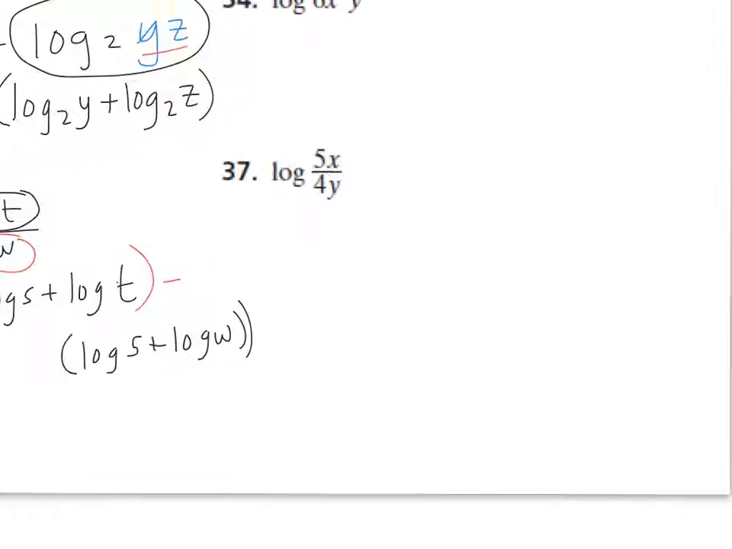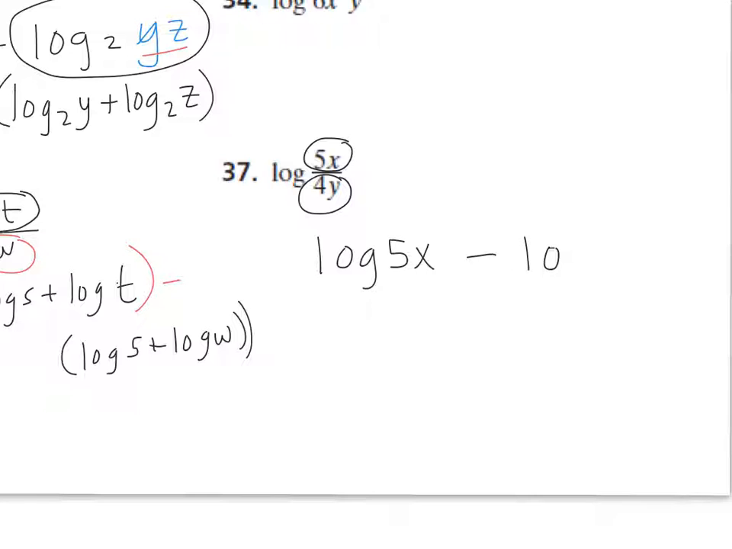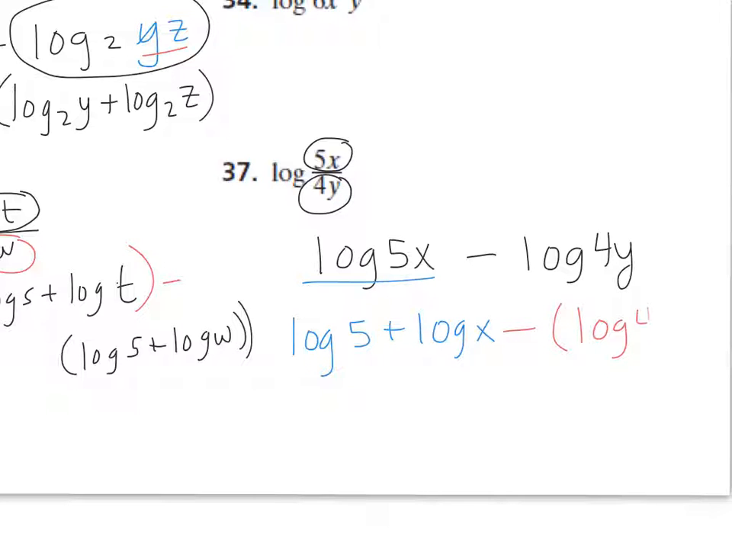And then number 37 is log 5x. So this is going to be your numerator. This is your denominator. So it's going to be log 5x minus log 4y. But now we know that we could write this as log 5 plus log x minus log 4 plus log y. So if you're ever in doubt with these problems, you could take this and write it together and see if you get your original problem. You can check your answer that way.